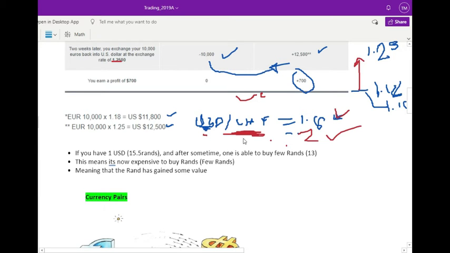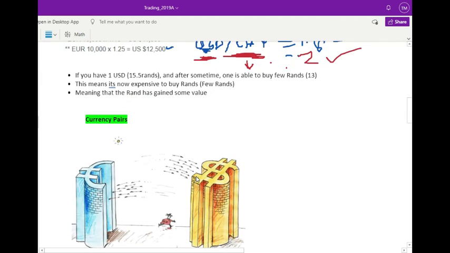Because it's increasing in value, the base currency is losing value, is depreciating. It can't be the case that both are increasing in value. That doesn't make sense. One should increase in value while the other is decreasing. That's the main concept. This means it's now expensive to buy rands, because you're buying only 13 rands with $1, meaning the rand has gained some value. Very important.